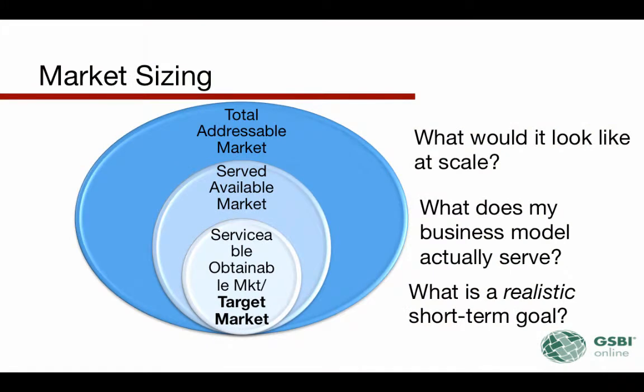And the third is the serviceable attainable market, or what we like to call the target market. And these are the people that you know best, that have a need for the product or services and have the right disposition to be able to move with a decision quickly. This is the entry point for where you'll begin to be able to market your product or service.